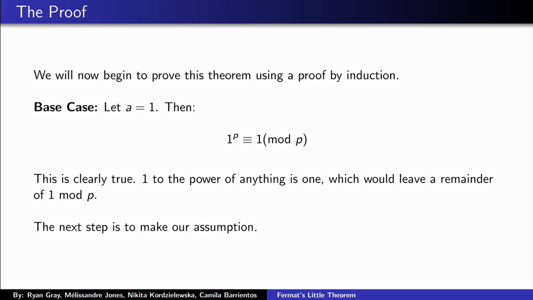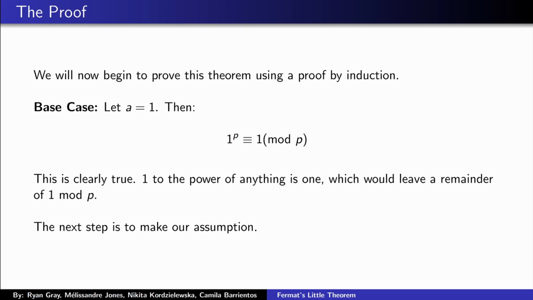Our base case is for a equals 1. 1^p is congruent to 1 modulo p, and this is clearly true. 1 to the power of anything is 1, which would leave a remainder of 1 modulo p.